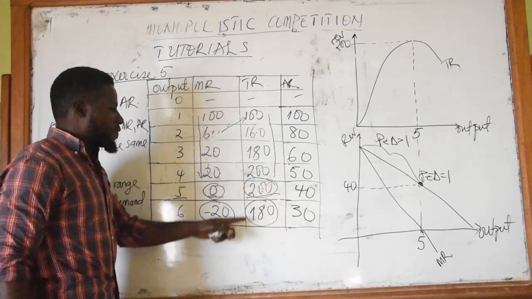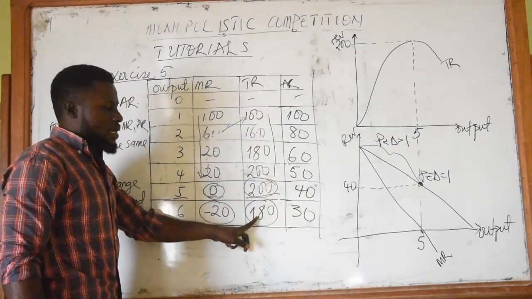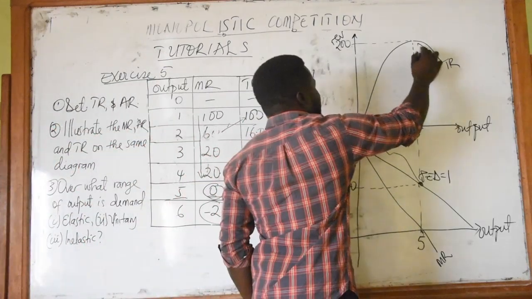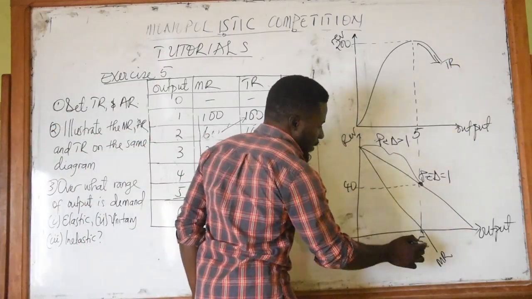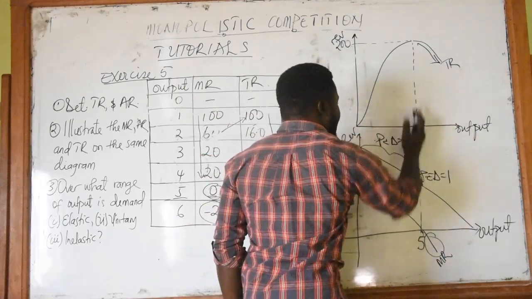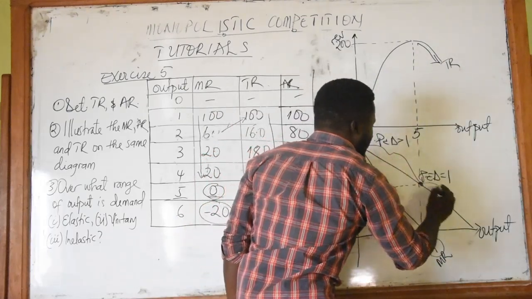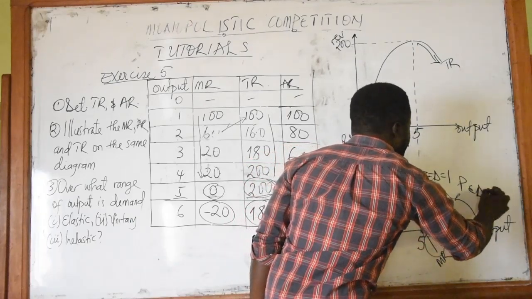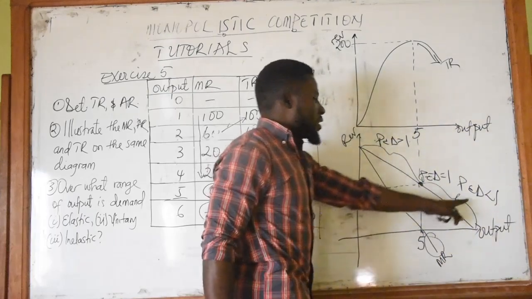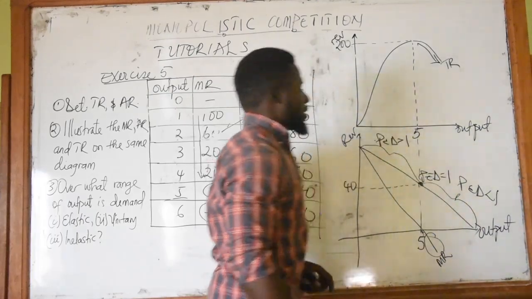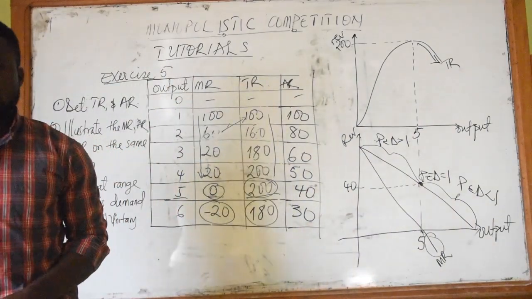Total revenue has started falling from 200 to 180, and then marginal revenue has turned to be negative. You see, total revenue is falling, and then marginal revenue has become negative, which shows that the right hand side of this diagram, that is from here to here, PED is less than 1. So this is fairly inelastic, this is unitary, this is fairly elastic. That is how we show the relationship.